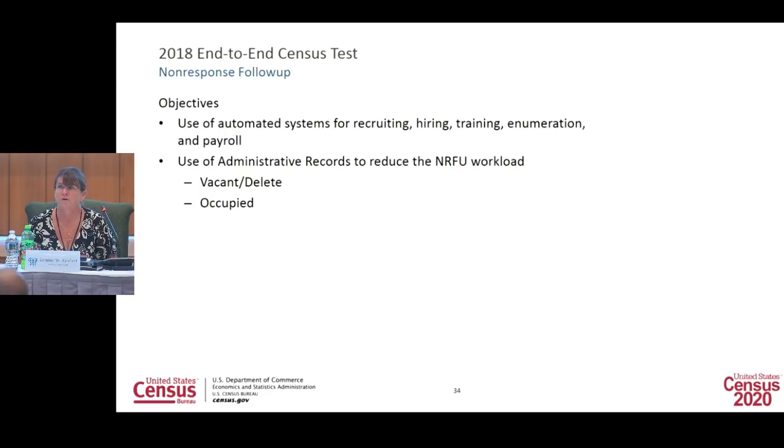Okay, next. So the objectives, I think everyone is familiar with what the overall objectives were for 18: people, processes, and systems. For NRFU in particular, we had a few areas that we really wanted to focus on. One was all of the automation. We know that there was a lot of automation introduced for 2018. With the recruiting and the hiring and the actual enumeration and getting people paid, all of that automation was tested successfully. We again tested the use of our Mojo optimizer for making sure that the field work was as efficient as we could make it and getting the assignments out to the enumerators. Again, mentioning the use of administrative records to reduce the workload, both in terms of the vacant and delete units, as well as for the occupied housing units. So we'll talk about all of that.